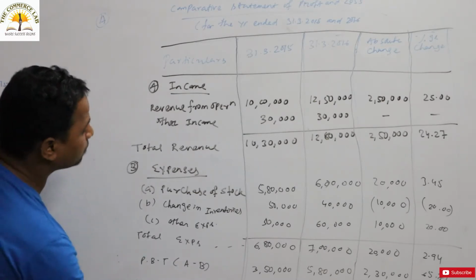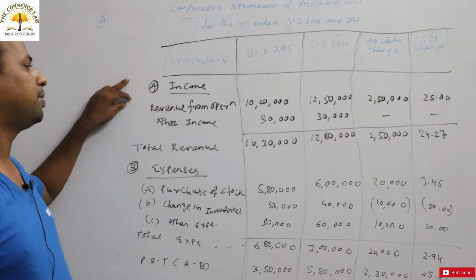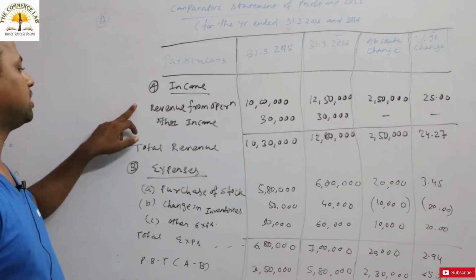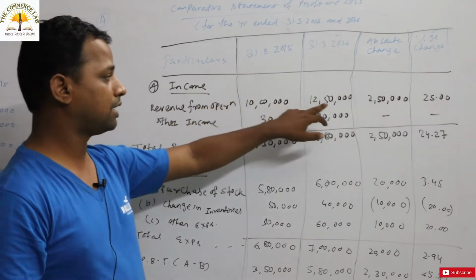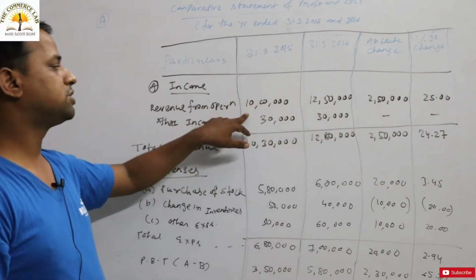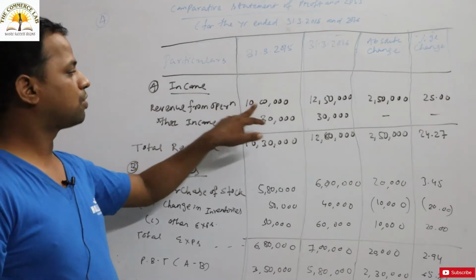Then you get profit after tax. So how to prepare? First one will be income. Income in the question is given, that is revenue from operation for the current year, 12,50,000, but the previous year is how much? 10 lakh. So how much is the change?